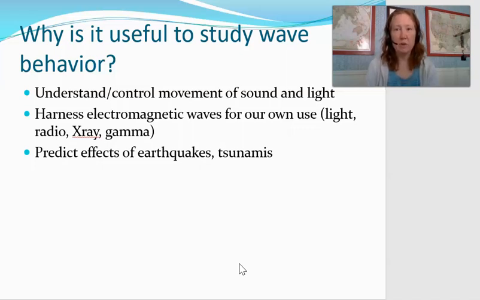And waves are so important to our everyday lives because we count on technology, medical technology, and obviously natural things like light and sound to communicate. So you can see a few reasons here why it would be useful to study waves. So I'm glad we're getting to study them this year too.